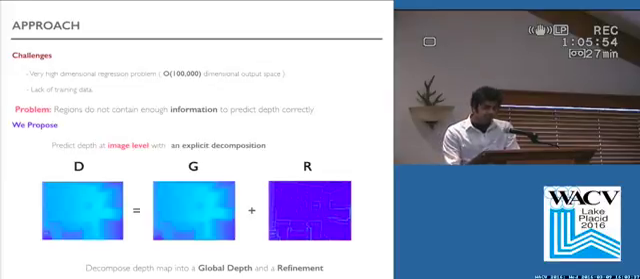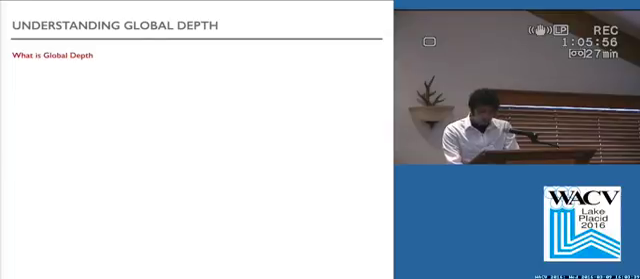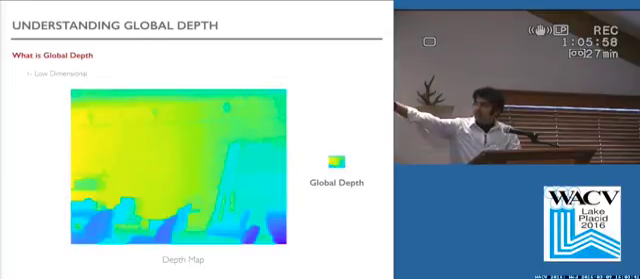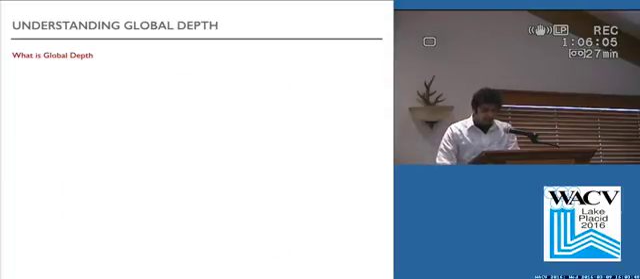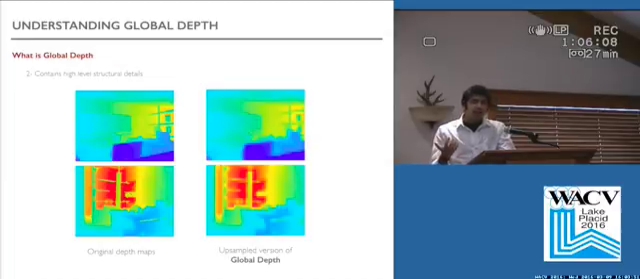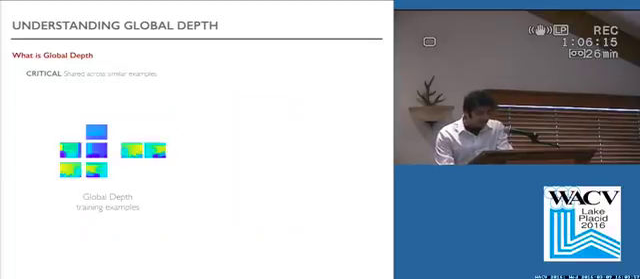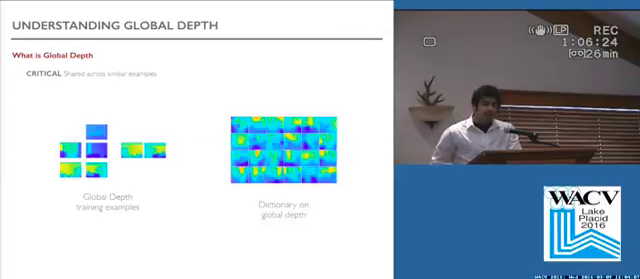So in our definition of the global depth, we start by saying that the global depth should be very, very small compared to the original depth map. This reduces the number of outputs that you have to predict for every input image. Secondly, it should capture high-level structural details and not focus on very fine details within the depth map. And thirdly, and most importantly, it should be shared across training examples. And if it is shared across training examples, then you can represent it with a dictionary on the global depth.